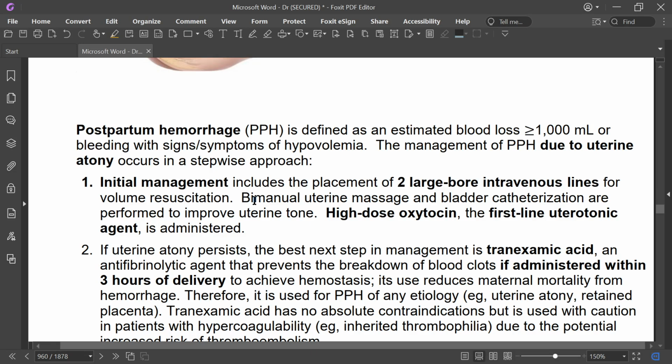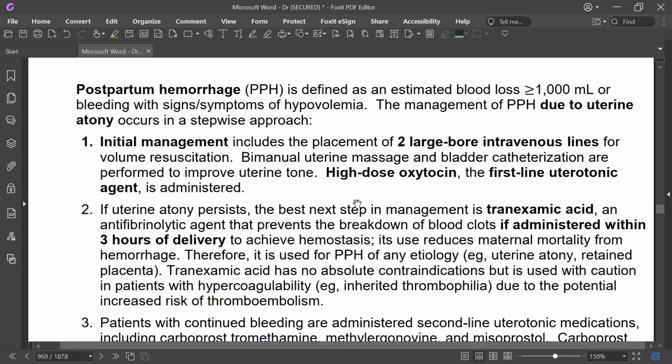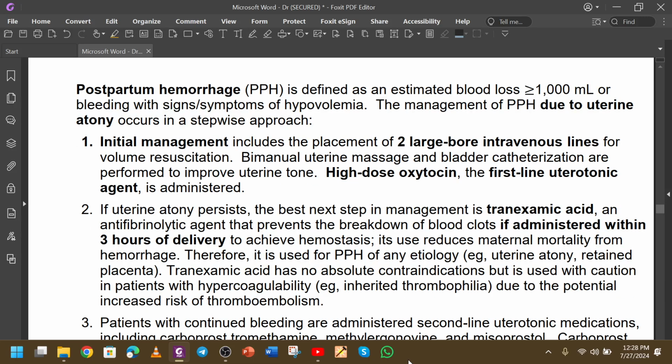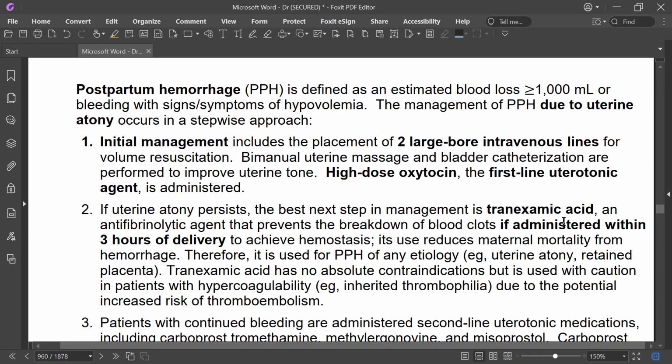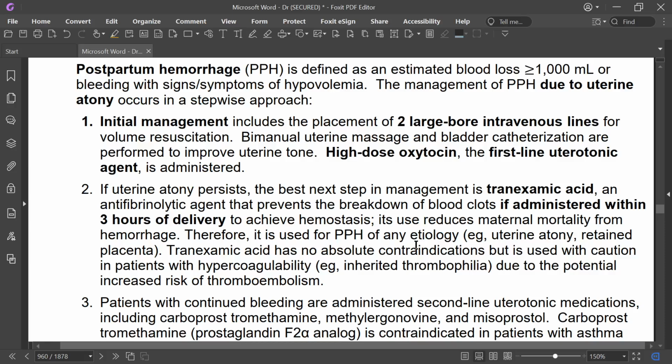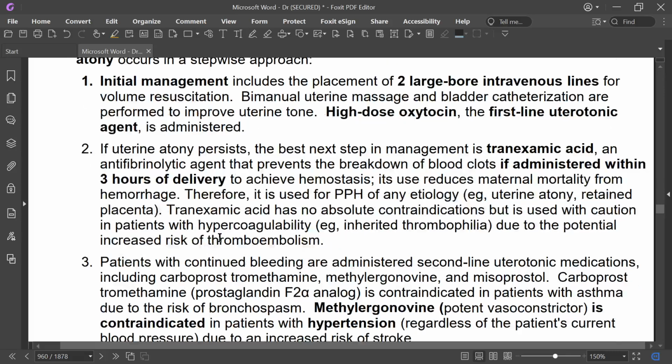In PPH with more than 1000 ml of blood loss and significant signs and symptoms of hypovolemia due to uterine atony, initial management is two large-bore IV lines for volume resuscitation, and high dose oxytocin can be given. If uterine atony persists, then tranexamic acid, an antifibrinolytic, should be given if administered within 3 hours of delivery.